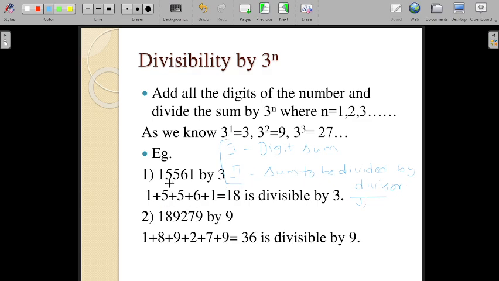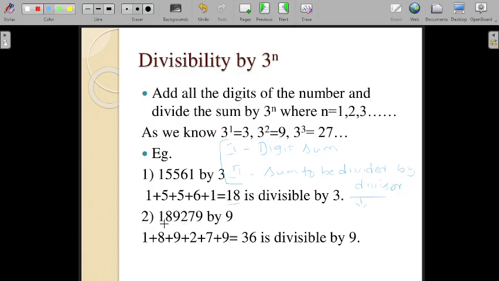For example, here 15561. Since here we need to check with 3, first of all we need to find the digit sum. Digit sum means 1 plus 5 plus 5 plus 6 plus 1. That means 18. Since 18 is divisible by 3, the whole number is divisible by 3.